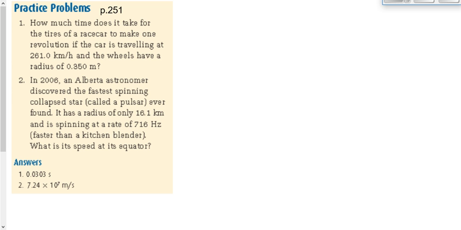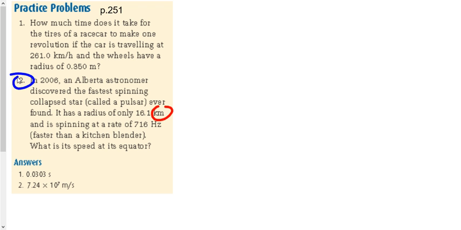Okay, let's have a look at number 2 here. It says, in 2006, an Alberta astronomer discovered the fastest spinning collapsed star, which is called a pulsar, ever found. It has a radius of only 16.1 kilometers. Now, that sounds big, right? But you start thinking about that. That's the radius of a star. That would mean that this star, from one side to the other, in other words, the diameter of it, would be about from here to not quite downtown Calgary.